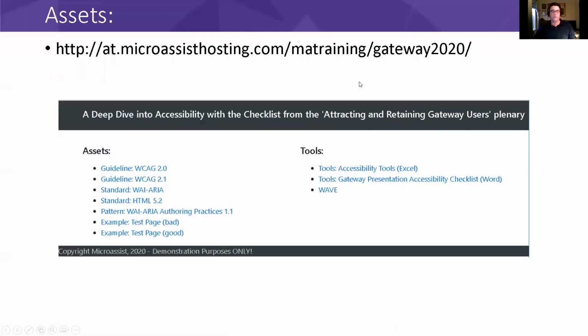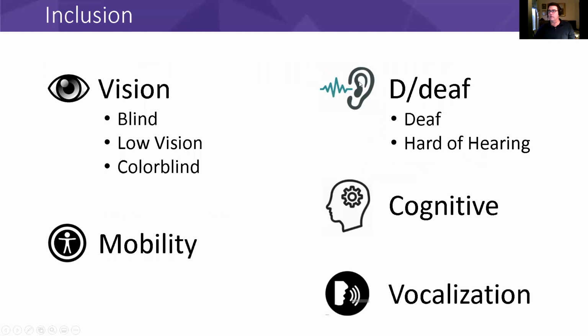So first of all, people say there are 4 divisions of accessibility: vision, mobility, hearing, cognitive. Really there are 5. Vocalization has come on in recent years. Vision actually breaks down into 4 different categories: blind, low vision, colorblind. The reason we do that is we test those all individually. The way I would test for low vision or colorblind would be completely different than the way I test for somebody who's blind.